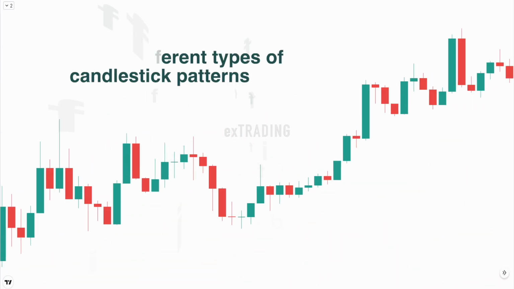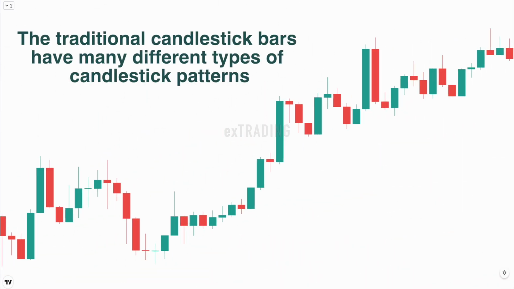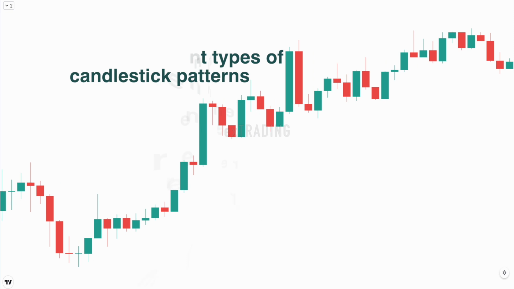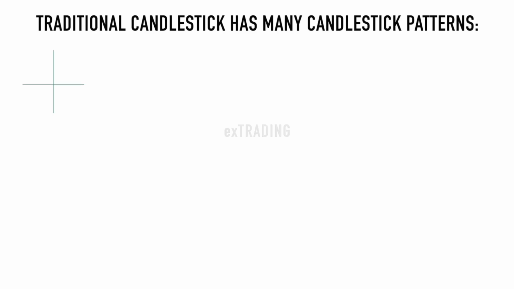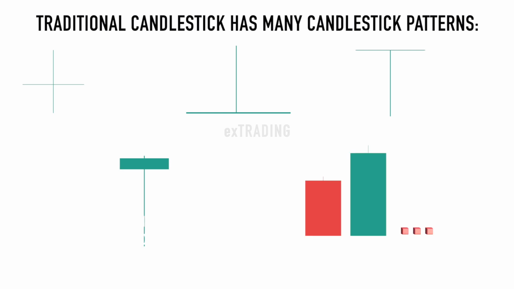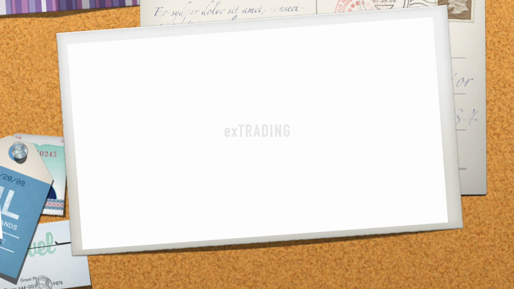Another big difference that you must know is that the traditional candlestick bars have many different types of candlestick patterns. You have the doji, gravestone doji, the dragonfly doji, pin bars, you have the engulfing candlestick patterns, and so on. There are literally tons and tons of candlestick patterns with the traditional candlestick chart. And most of them are not reliable.